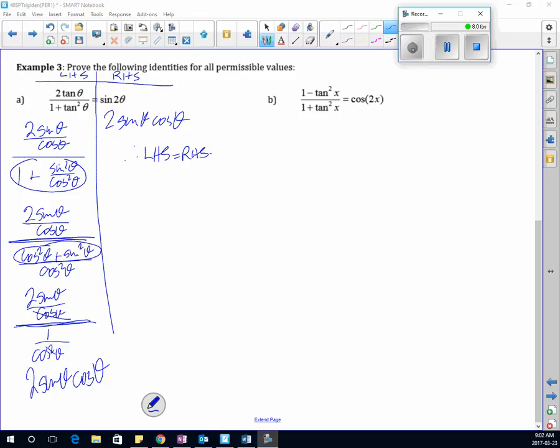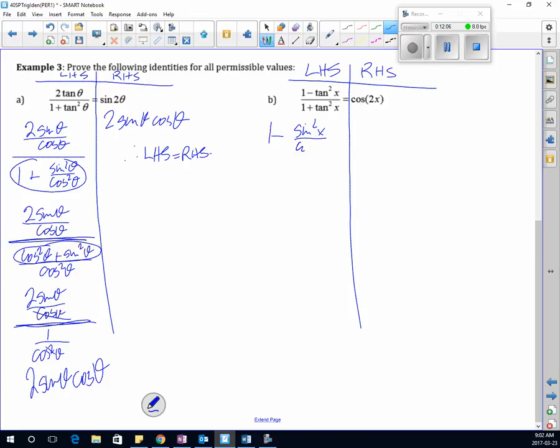Okay, try the next one. Do the same thing here. Okay, so hopefully you got a chance to try this. So it looks like cos is on the right side, so I'm going to turn my tans to sine over cos. So 1 minus sine squared x over cos squared x over 1 plus sine squared x over cos squared x. I see a lot of people writing it as cos squared over cos squared. See if you can get to the part where you can actually just go as cos squared x minus sine squared x all over cos squared x. You don't need that intermediate step, cos over cos. You guys are better than that.